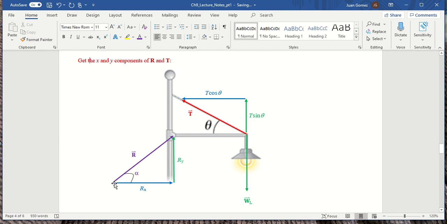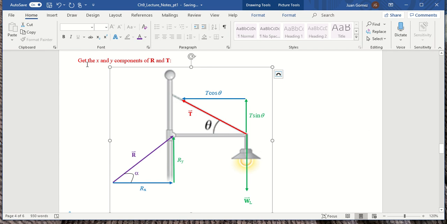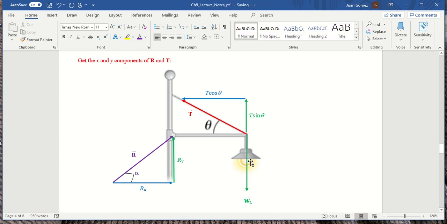The x component of R is Rx. The y component of R is Ry. And the angle that R makes with the horizontal is alpha. Okay. Now notice T cosine theta is in the negative x. Rx is in the positive x. T sine theta and Ry, they're both in the positive y. The weight of the light, WL, is in the negative y.